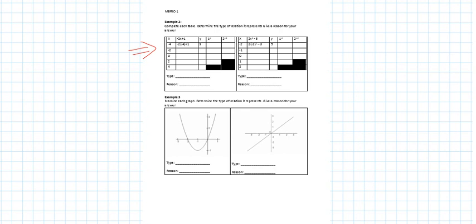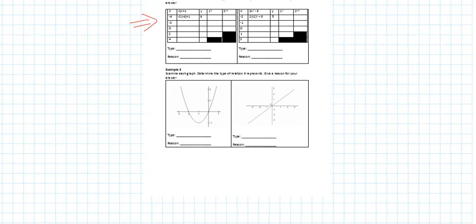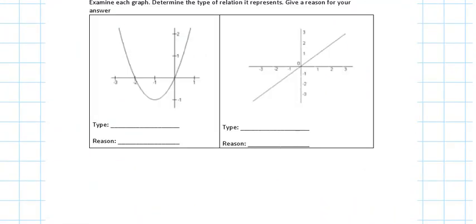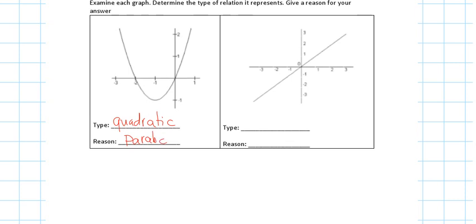For example 3, you probably have the graphs clear in your notes. So here's example 3. What can you tell me about the first graph? Quadratic, and how do you know? Parabola shape. Perfect. Quadratic. How about the second one? Linear, and the reason for that? Straight line. Perfect. Okay?